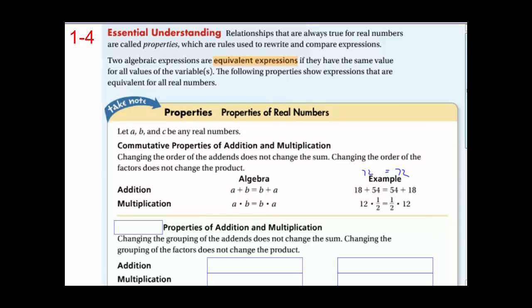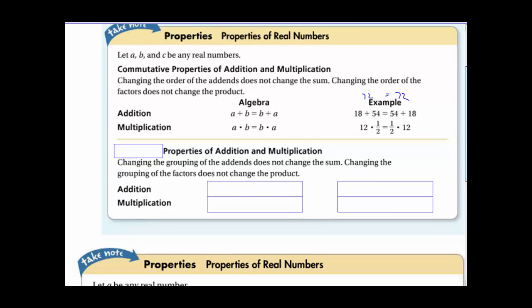Some other properties of addition and multiplication: if we change the grouping and it does not change the sum, or change the grouping and it does not change the product, we call this the associative property. For addition, now we're going to use grouping symbols. A plus B in parentheses plus C should be equal to A plus, in parentheses, B plus C. Example, 23 plus 9 gives us 32, and 32 plus 4 gives us 36. Or if we go 9 plus 4 is 13, 13 plus 23 is also 36.